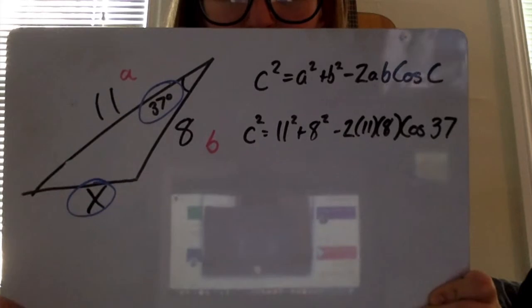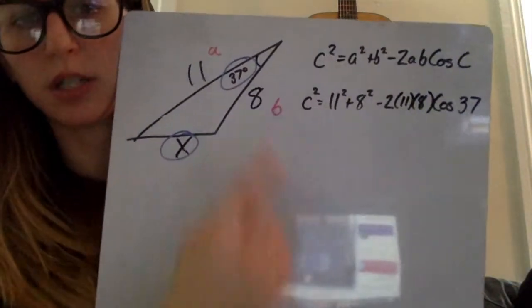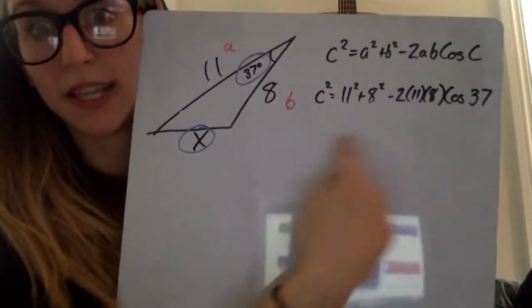Great, cool. So now we're going to use PEMDAS. We have to use PEMDAS because everything on this right side is stuff we can get a value for. The only thing we need to remember is just to take the square root of this at the end to get our actual answer. Thank God I've written it down. So 8 squared is 64. 11 squared is 121. So altogether, when I add those, I get 185 minus 2 times 11 times 8, which is 176, cosine of 37.